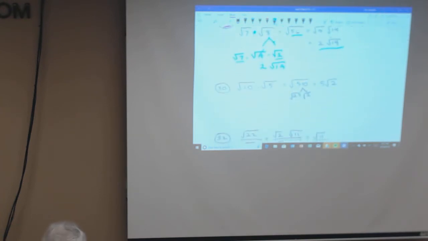Either way, you'll get the correct answer if you don't make a mistake in computation. So just find a preferred way of doing it and go after it.